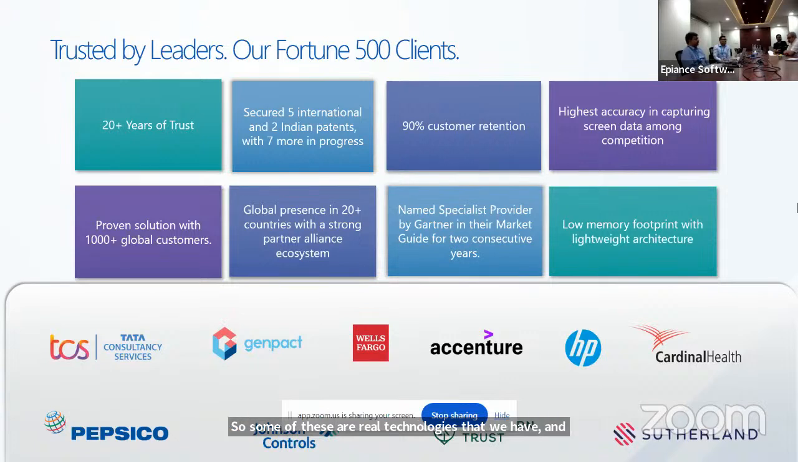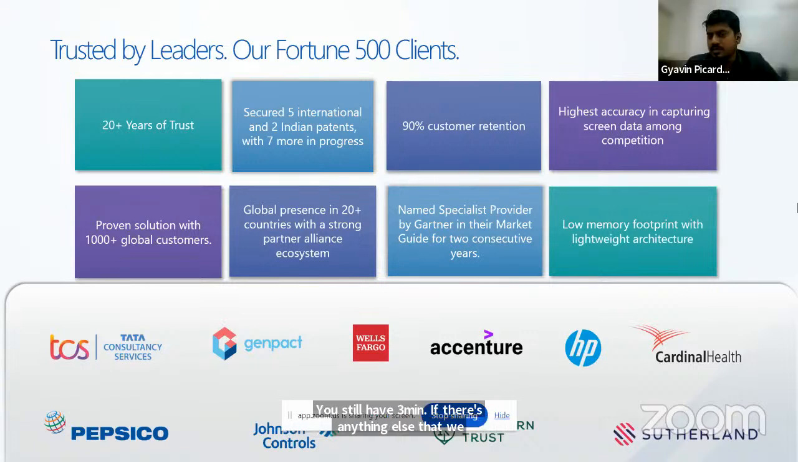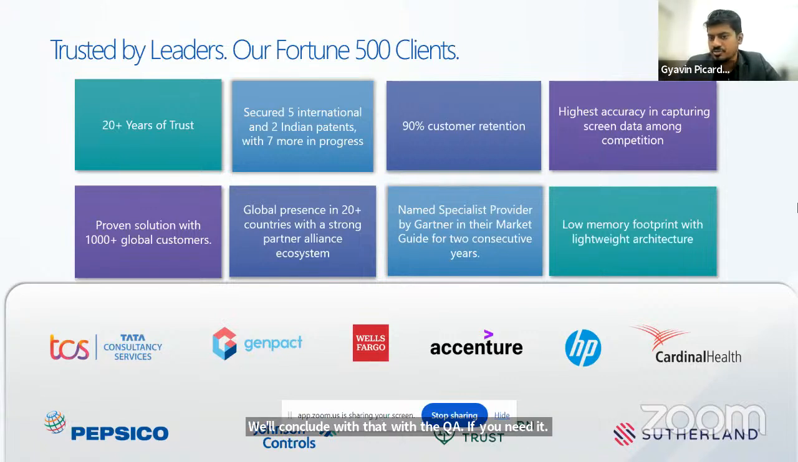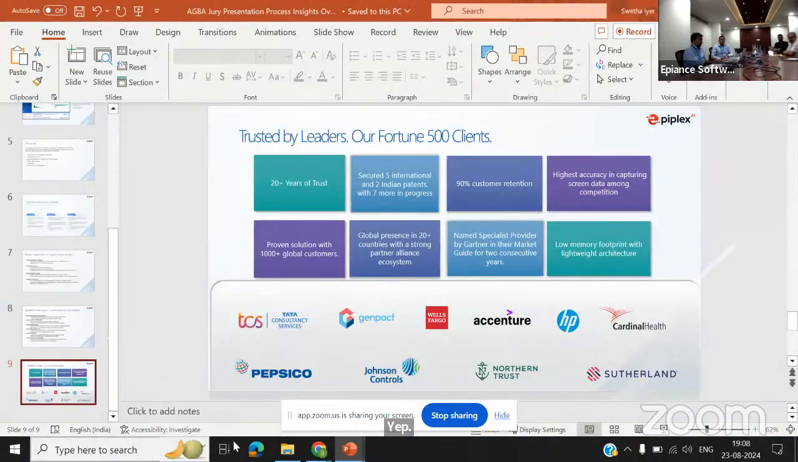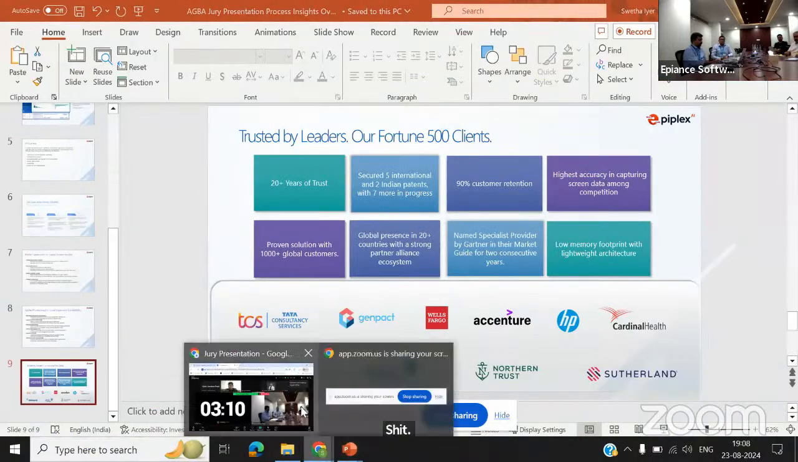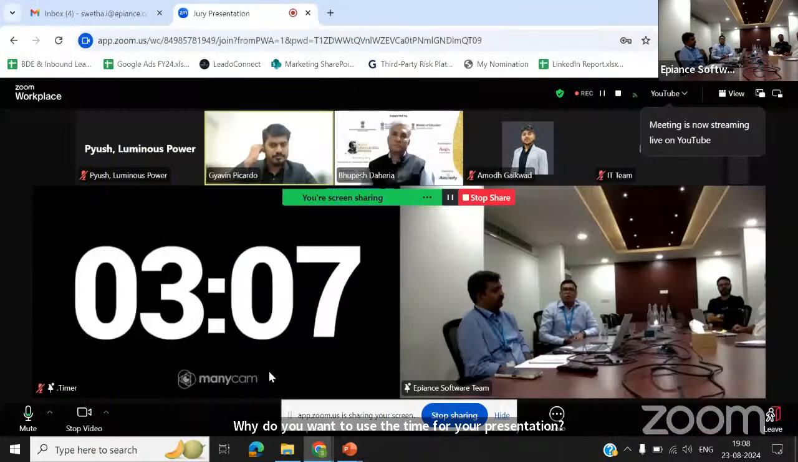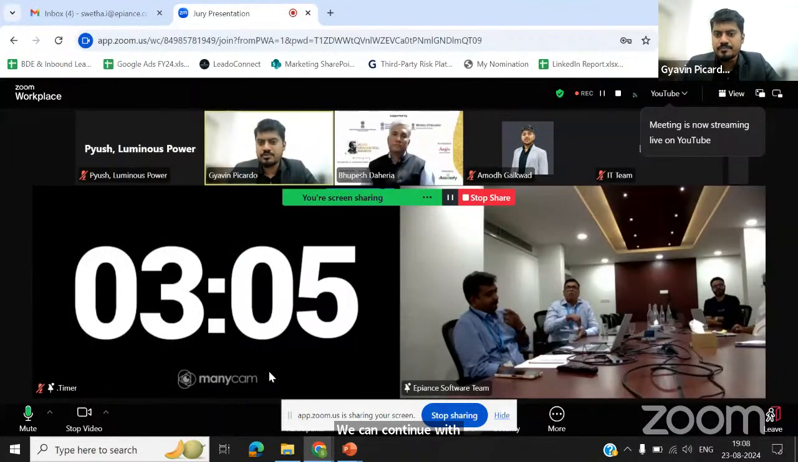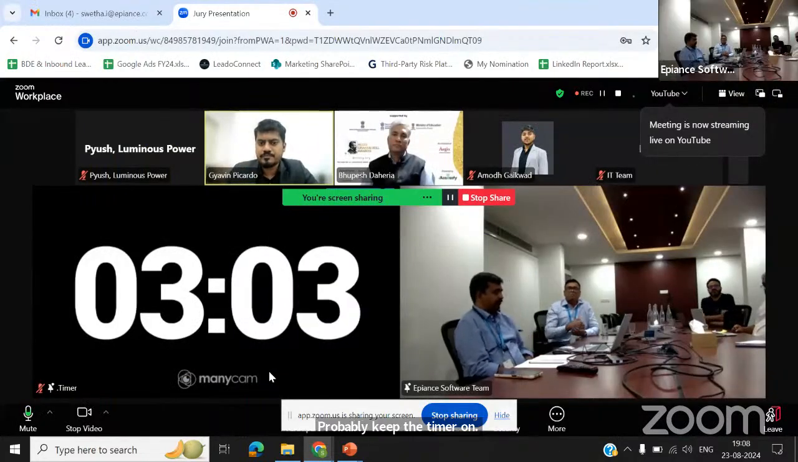We still have 3 minutes if there's anything else that we want to say. We'll conclude with that and go to the Q&A if you need it. We'll keep the timer for the Q&A in case jurors have multiple questions. Or do you want to use the time for your presentation? No, we can continue with Q&A. Praveen, keep the timer on. A lot of context was already built up in the last presentation itself.